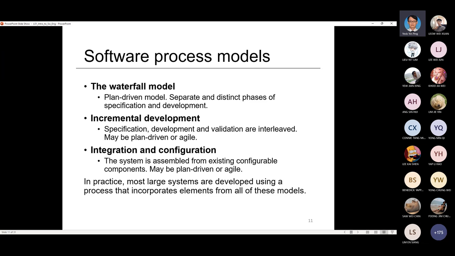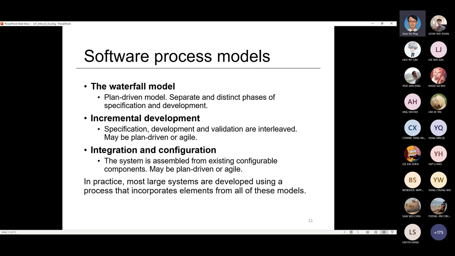And it is only suitable for small scale, medium scale projects. And it should be able to adapt to the customer's frequent changes. Okay, so this is a widely used model in the market nowadays. We call it incremental development. We're going to go through this in detail later.